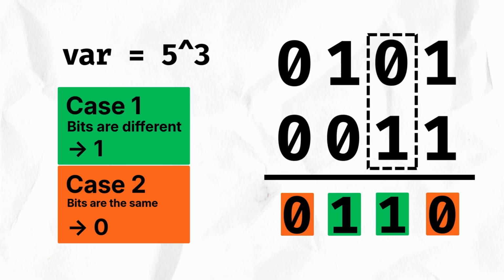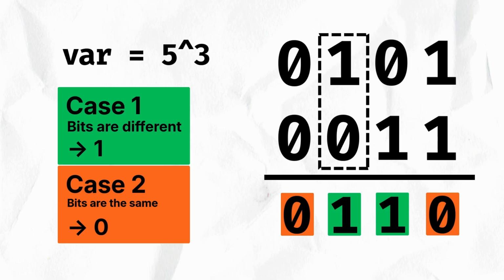The next corresponding bit pairs are 0 and 1. As they are different, it is case 1. Thus, the resulting bit is 1. The next corresponding bit pairs are 1 and 0. As they are different, it is case 1. Thus, the resulting bit is 1.